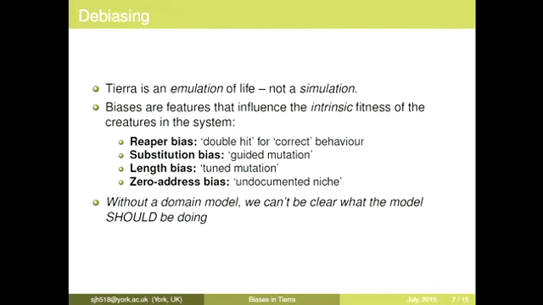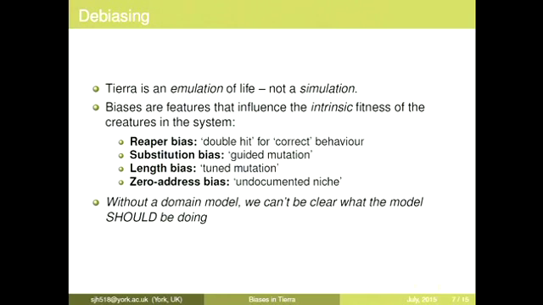Two other things we've observed: length bias. The mutation rate in Tierra is dependent upon the average length of the genomes of the population at any particular time. And that means that the mutation rate can change, and that, I think, would bias the system towards shorter individuals, because shorter individuals are less likely to have a mutation.